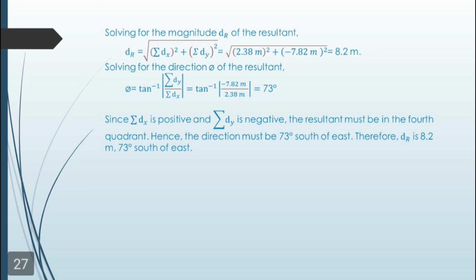Solving this for the magnitude of the resultant. Solving this for the direction of the resultant. Since this is positive and this is negative, the resultant must be in the fourth quadrant. Hence, the direction must be 73 degrees south of east. Therefore, the resultant is 8.20 meters, 73 degrees south of east.